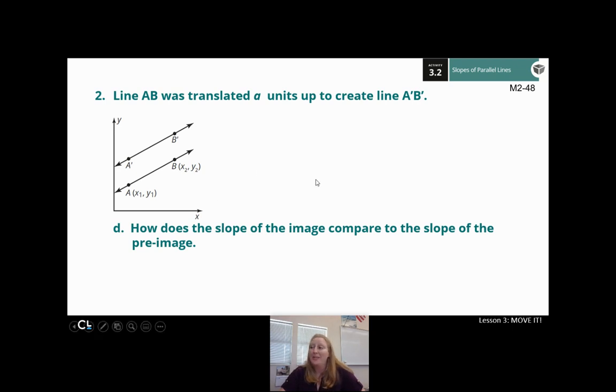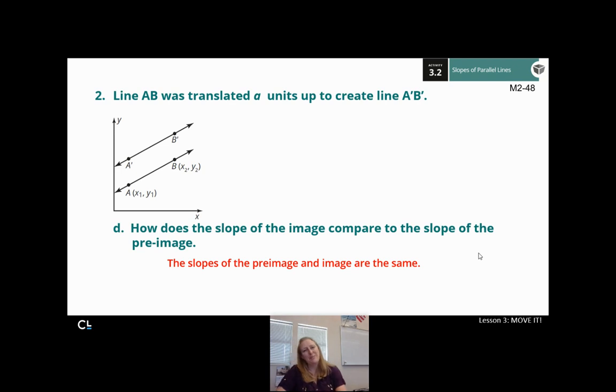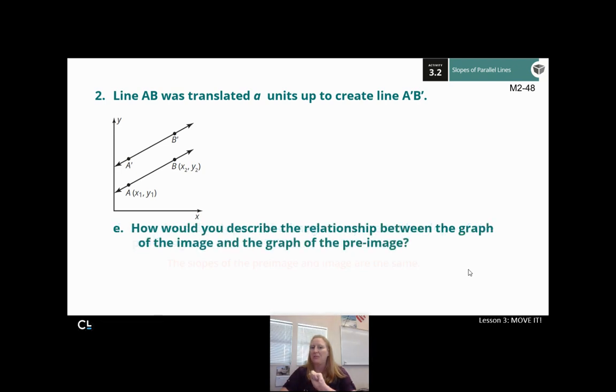So I don't know about you guys, but I noticed they were the same. The slopes of the pre-image and image are, in fact, the exact same. Yeah, they have the exact same slope. That should not be a surprise to us. We noticed earlier that the lines were parallel, and that parallel lines had the same slope. So hopefully this is not exactly a big shock to you.